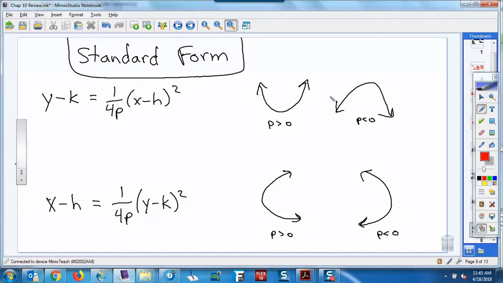If it's negative, it goes down. If it's positive, it goes up. But a normal up and down type parabola is y equals x squared, your normal basic parabola you learned about in Algebra 2. And if it's sideways, it's got to be the other way. It's got to be the y squared. Okay? And so that was your standard form parabolas.